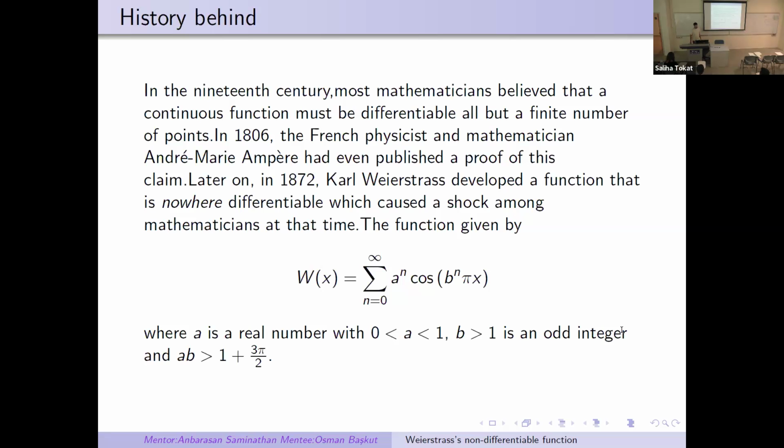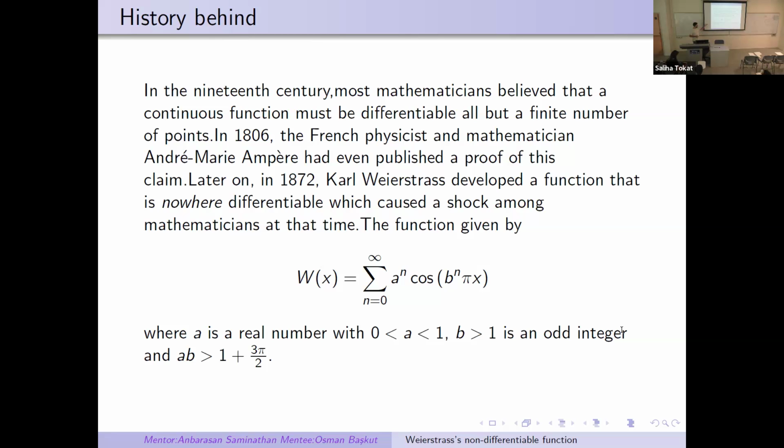So, early on, after the development of calculus, mathematicians thought that if a function is continuous on some domain, it should also be differentiable, not at every point of the domain, but at least at a finite number of points. In 1806, the French physicist and mathematician André-Marie Ampère even published a proof of this claim, but later it was disproven by Weierstrass in 1872. He developed a function that is nowhere differentiable, which caused a shock and a panic, also a scare, to be honest, among the mathematicians of that time.